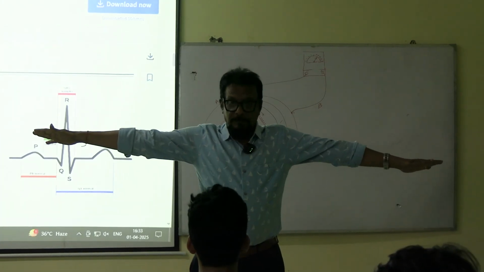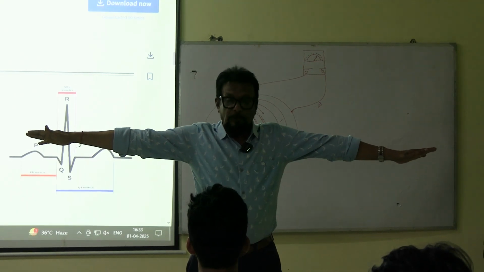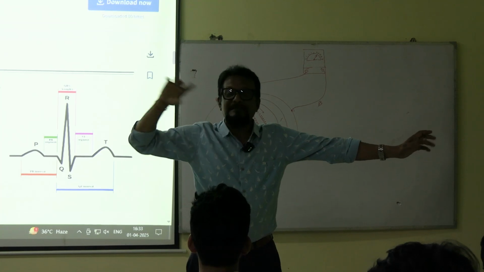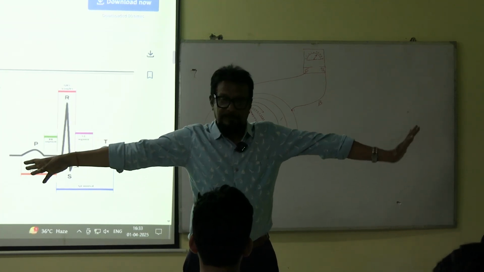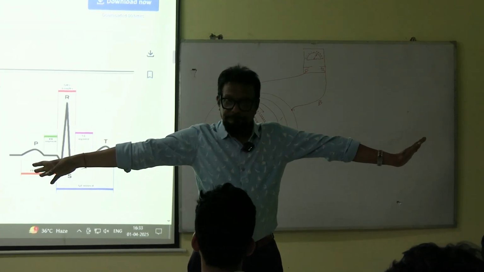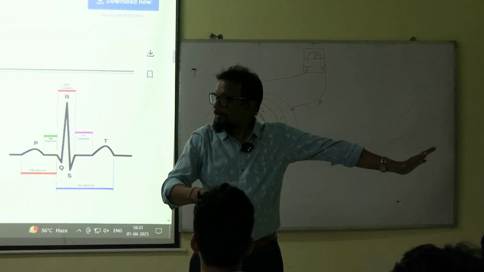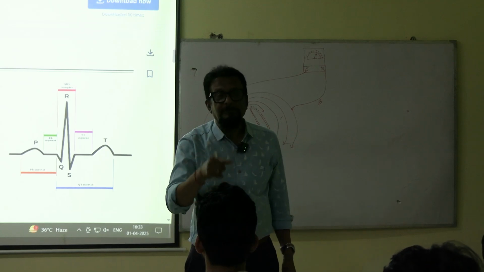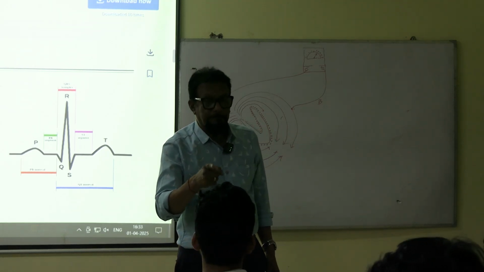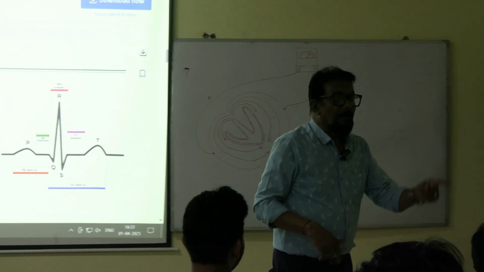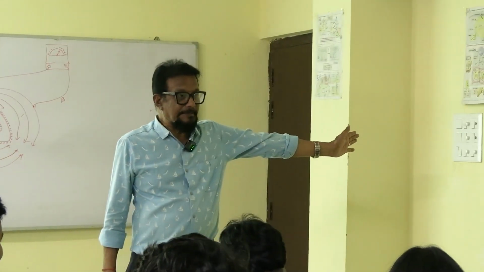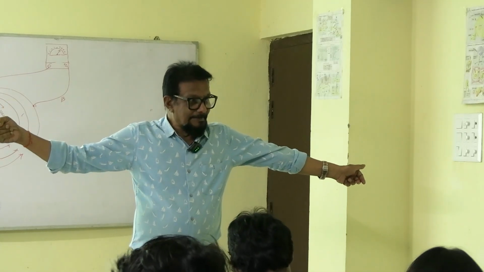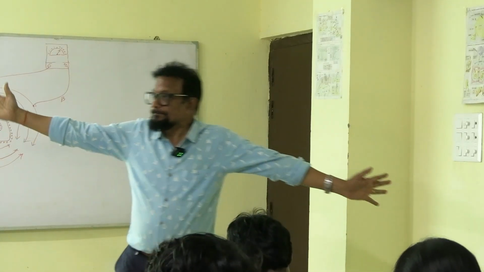Okay, now tell me. In lead 1, where will I place the positive electrode? There will be 2 electrodes, positive and negative. In my right hand or in my left hand? Right hand. Is it correct? That's why I am telling you, you are sleeping. Where is it positive? Left hand. Negative here. Okay? And the lead 2 connection?